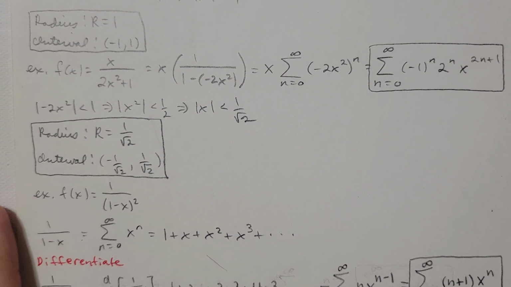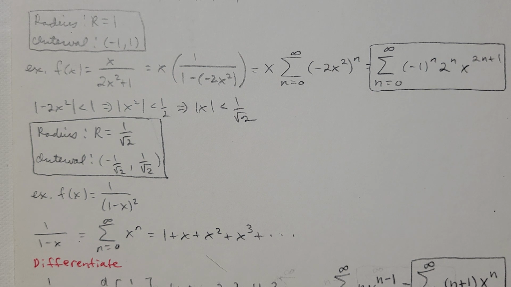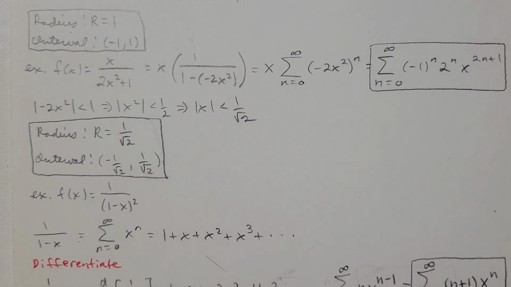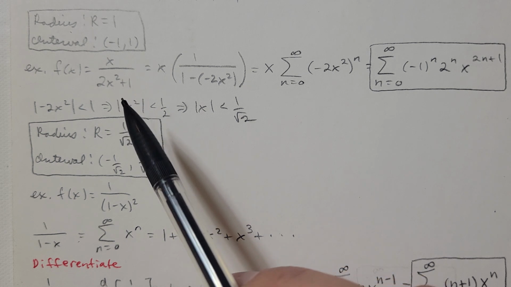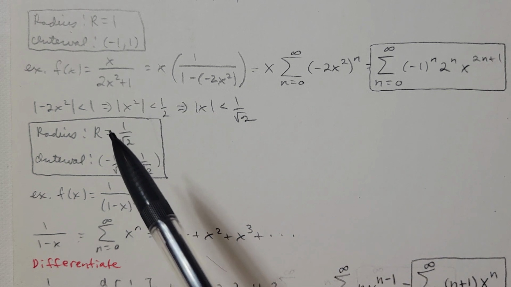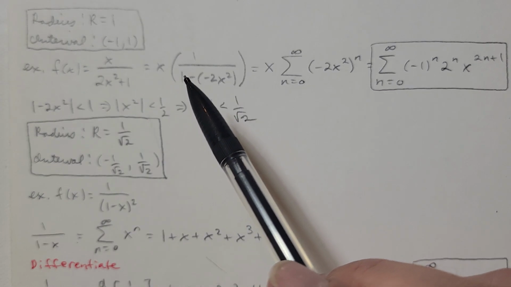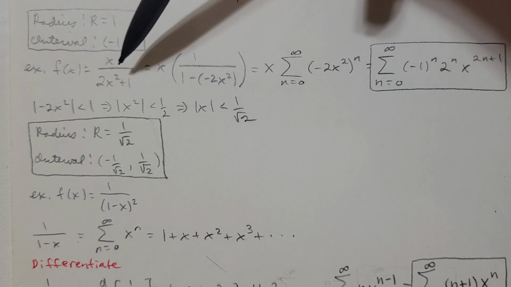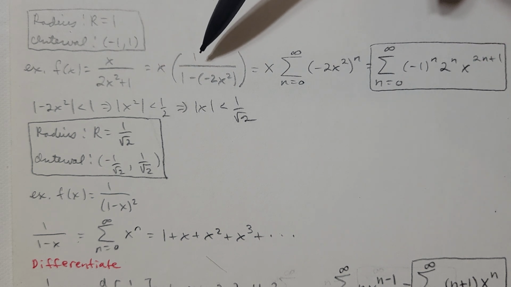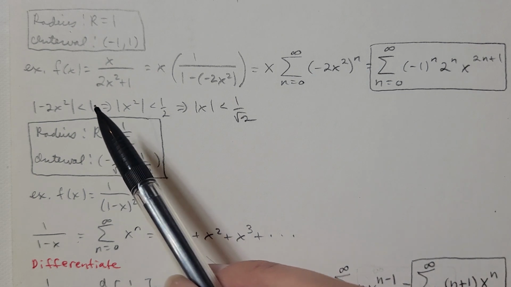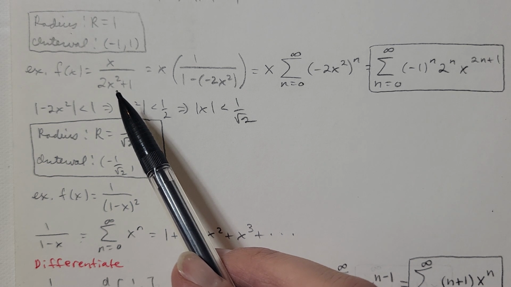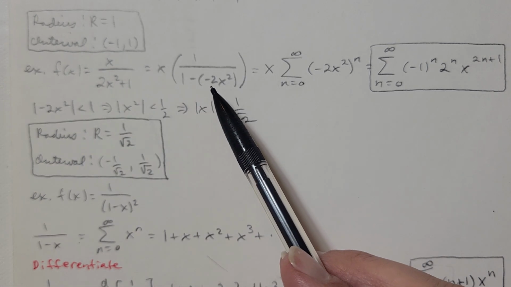Let's try another one here. So what if we had the function f of x equals x divided by 2x squared plus 1. What does that function look like as a geometric series? Well, again, I'm trying to get this in the form a divided by 1 minus r. The goal is to get a 1 minus leading off in the denominator. So if I bring out the x, I've got x times 1 divided by 2x squared plus 1, that's the same as 1 plus 2x squared, which is also the same as 1 minus a negative 2x squared.